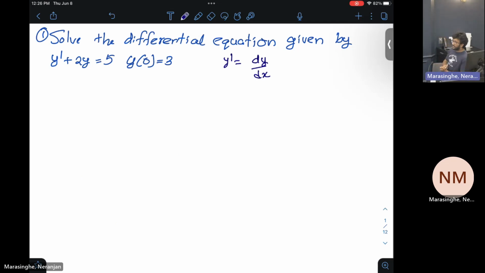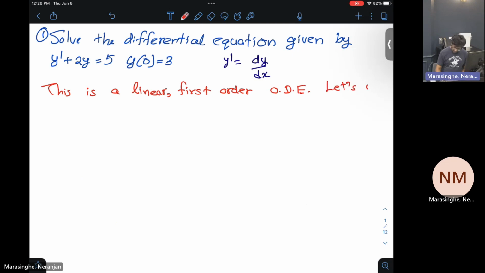What can you say about this differential equation? Is it a linear differential equation or nonlinear differential equation? It's a linear differential equation, so we can use the integration factor method. This is a linear first order ordinary differential equation. Let's use the integration factor method.